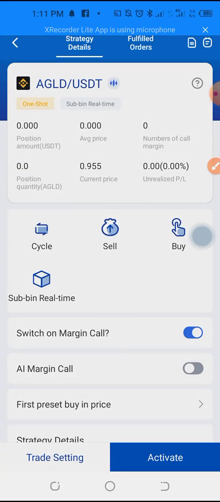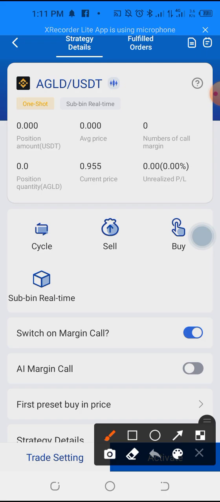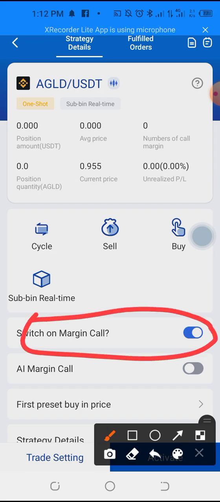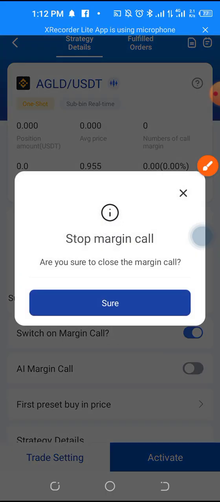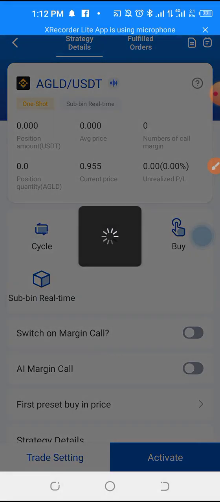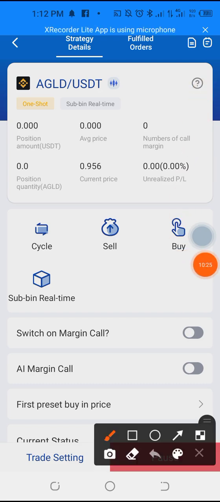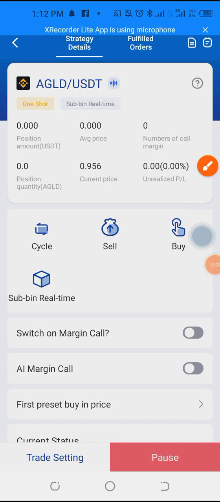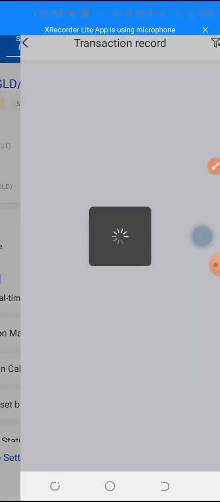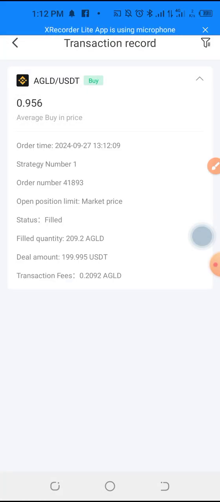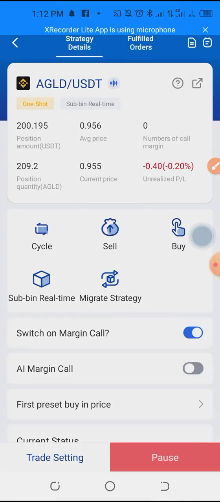Then I'll turn off this margin call so that the bot will not immediately go and pick $20 again. I'll turn it off, then I'll click activate. I'll click create. So the moment I go back up here, I'll confirm whether the bot has bought. It has bought $200 worth.